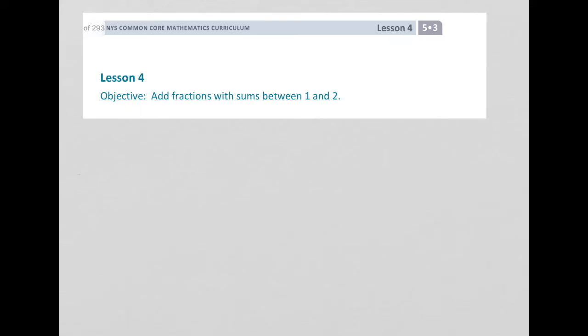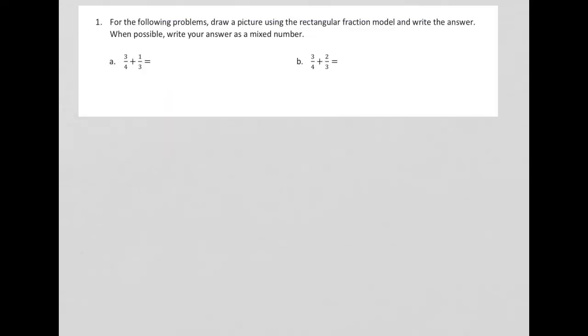Okay, today we're going to be looking at Module 3, Lesson 4, where we're going to continue adding fractions, and this time we're going to be always getting sums between 1 and 2, which means we're going to have to simplify them at the end, which we kind of practiced with Lesson 3. So, question number 1 says, for the following problems, draw a picture using the rectangular fraction model and write the answer. When it's possible, write your answer as a mixed number. So this is a continuation of Lesson 3's activities.